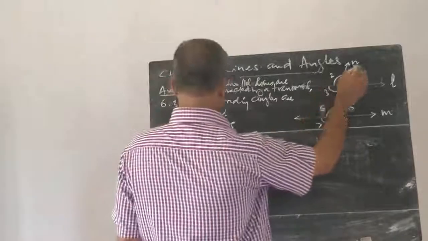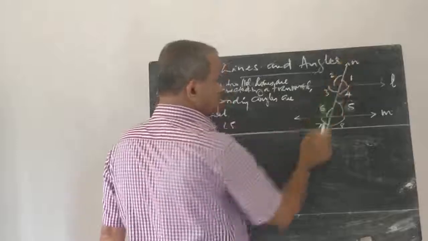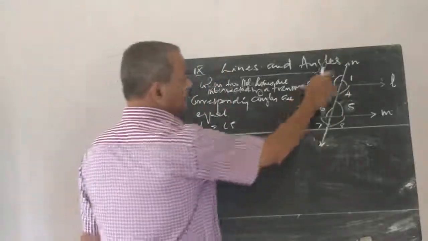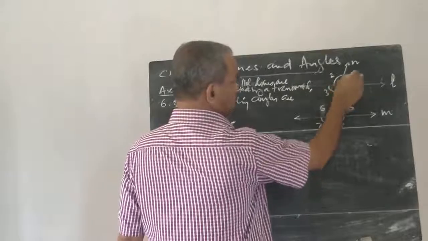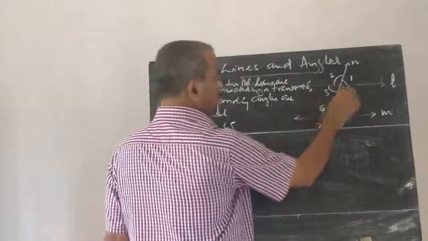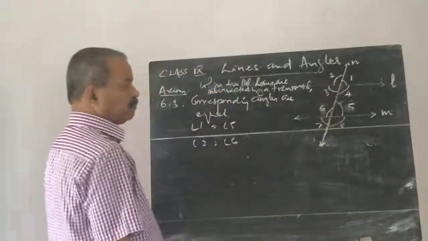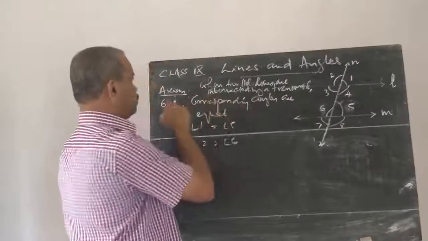Because angle 1 and angle 5 are equal, the slanting of these lines will be the same. So the angles formed here, vertical angles, are equal. These two angles are equal. These two angles are equal. So we can accept this as an axiom.